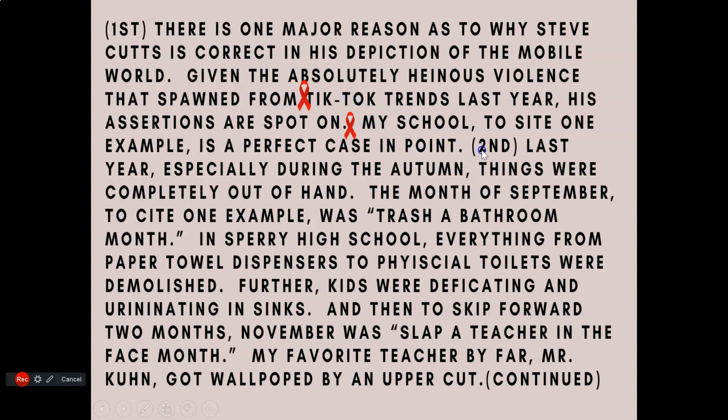Fourth sentence always begins the second premise. So look where this kid goes. Last year, especially during the autumn, things were completely out of hand. The month of September, to cite one example, was Trash a Bathroom Month. In Sperry High School, everything from paper towel dispensers to physical toilets were demolished. Further, kids were defecating and urinating in sinks. And then to skip forward 2 months, November was Slap a Teacher in the Face Month.